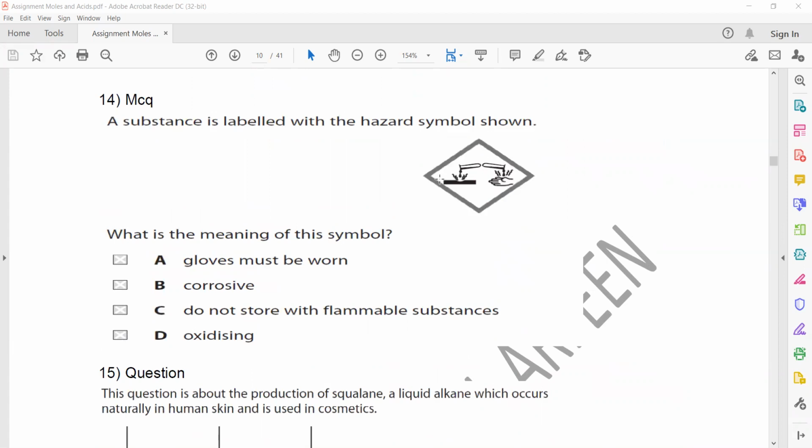In question 14, a substance is labeled with a hazard symbol shown. So this symbol is shown. What is the meaning of this symbol?